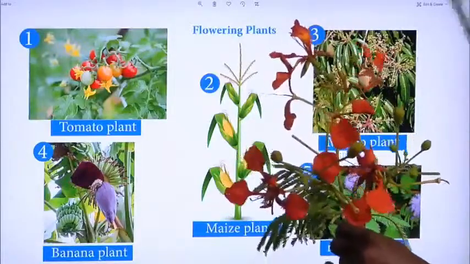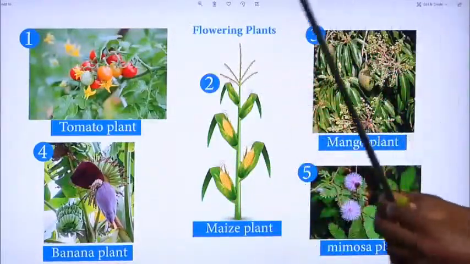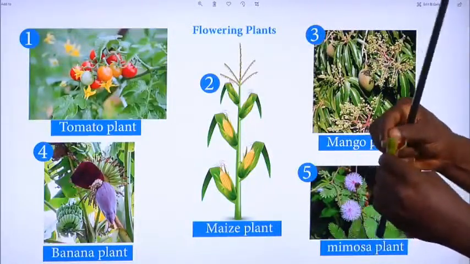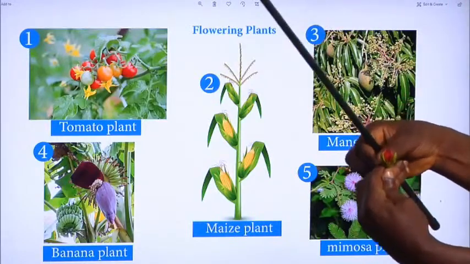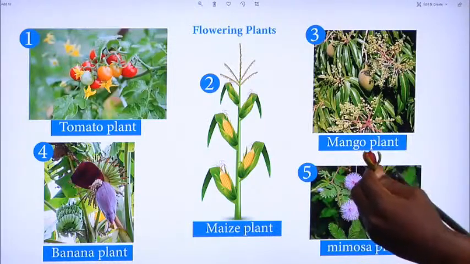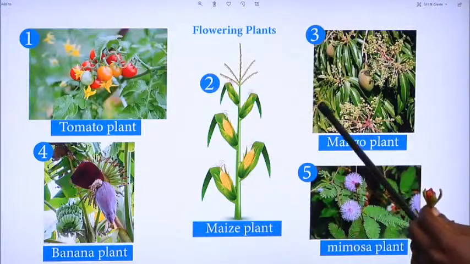When it matures well, it will open. Let me open it for you to see. You see, when you open it, it also has a red flower in it. And this plant is called flamboyant plant. Good.